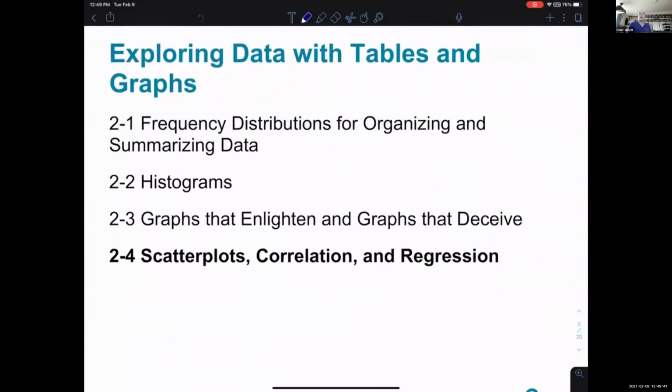And in 2.1, we began organizing data into frequency distributions to summarize the data. And then we looked in 2.2 at the graphical version of that, a histogram, where you could much more easily see the sort of shape of the distribution, how the data was distributed.